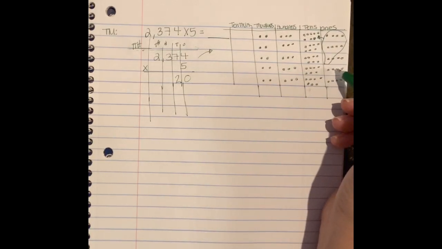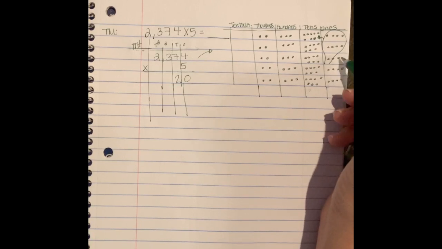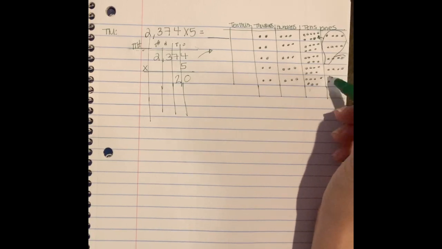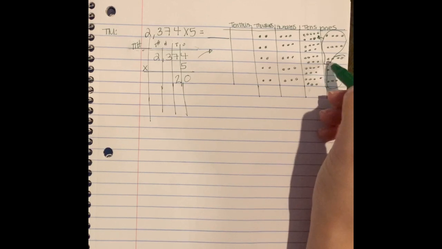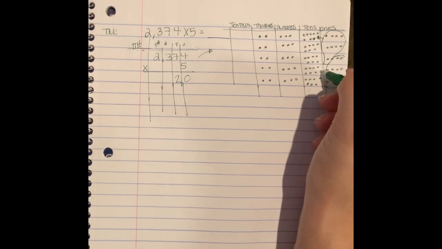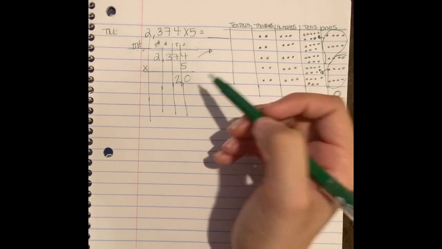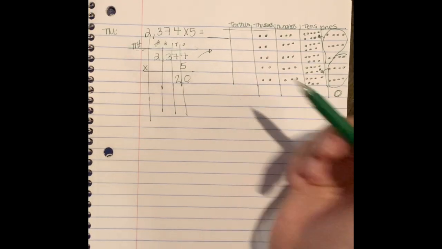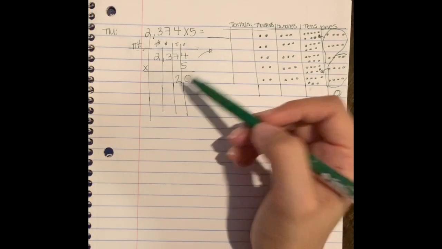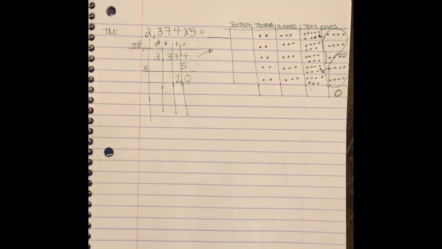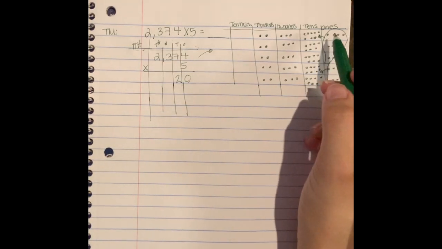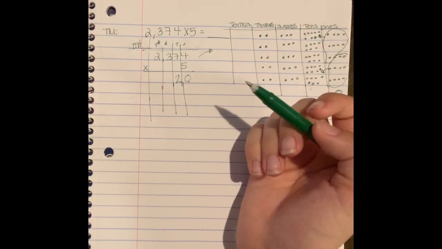1, 2, 3, 4, 5, 6, 7, 8, 9, 10. Bundle these and they become another 10. And then I have a remainder of 0 in my ones place, just like I have 0 in my ones, and I added my 2 to my tens. Perfect. Awesome. Let's move over to my tens place.